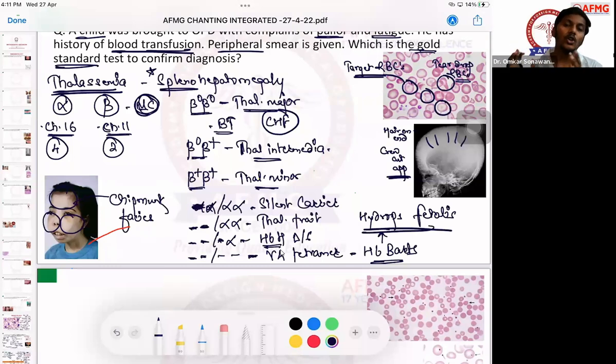So if they ask you the non-immunogenic cause of hydrops fetalis, it would be alpha thalassemia in a patient, right? Whereas the immunogenic cause of hydrops fetalis or erythroblastosis fetalis is RH incompatibility in the patient. Okay? No issues with this. So I'm done with this.